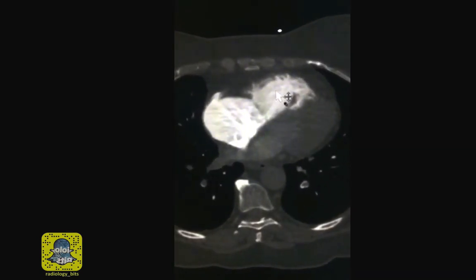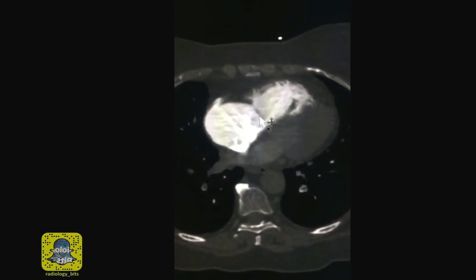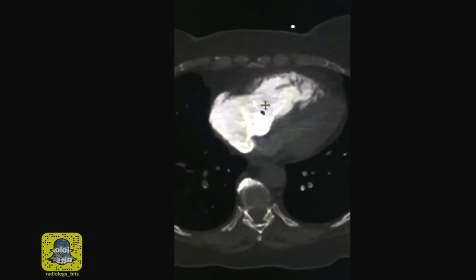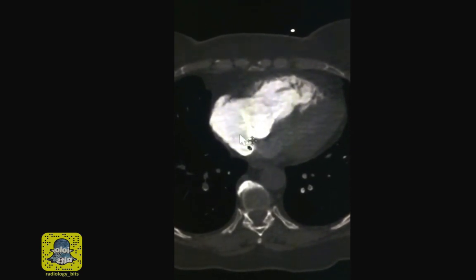So if the pressure or volume increases on the right, there could be reflux of blood through the tricuspid valve leading to dilatation of the right atrium. Again, tricuspid regurgitation may be the cause for dilatation of the right atrium here, and it fits with what we're seeing with dilatation of the right ventricle.